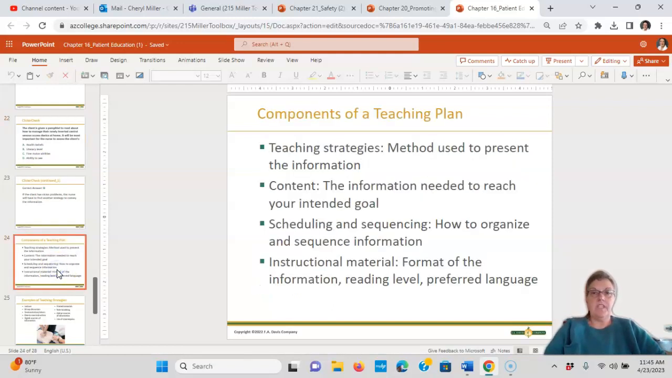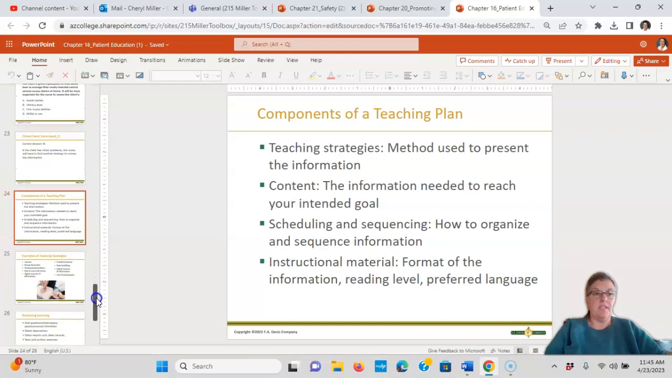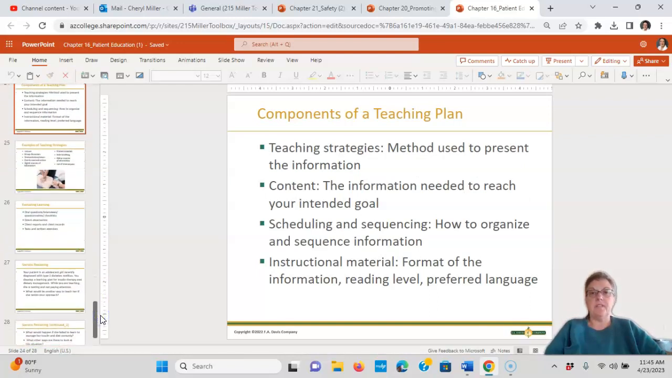And then the components of the teaching plan. Typically, the teaching plans that we do are basically using a strategy. What strategy are you going to use? Is it a brochure? Is it a fake needle, syringe? What kind of method are you going to use? The content is what you're teaching. The scheduling and sequence is how much, because if it's a lot to learn, you want to scaffold it. You want to do it in small chunks. And then at what point in time do you come back and double check that they understand it?